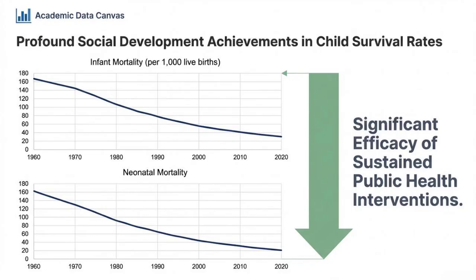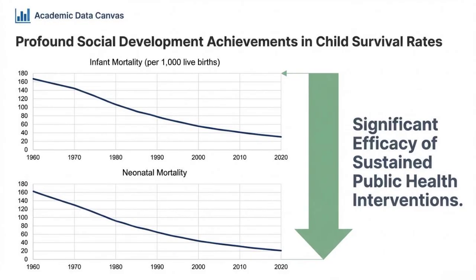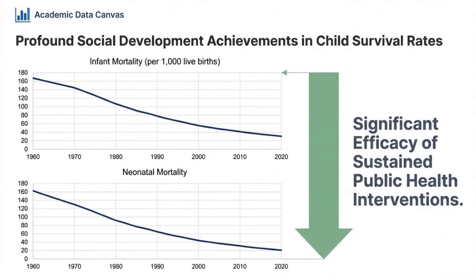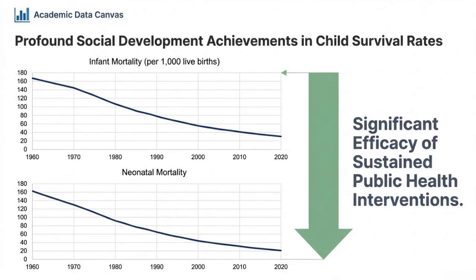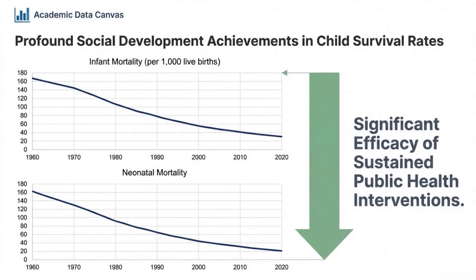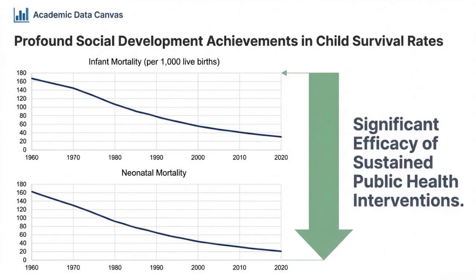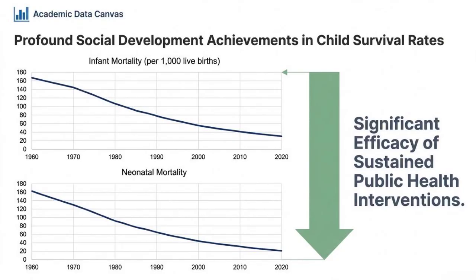There's this massive green downward arrow on the slide that just grabs your attention. It's pointing to the drop in infant mortality. Historically, Benin saw infant mortality highs of over 160 deaths per 1,000 live births. Just pause on that. 160 out of 1,000. That means roughly 16% of all children born did not survive infancy. It was a tragedy of immense normalized proportions.